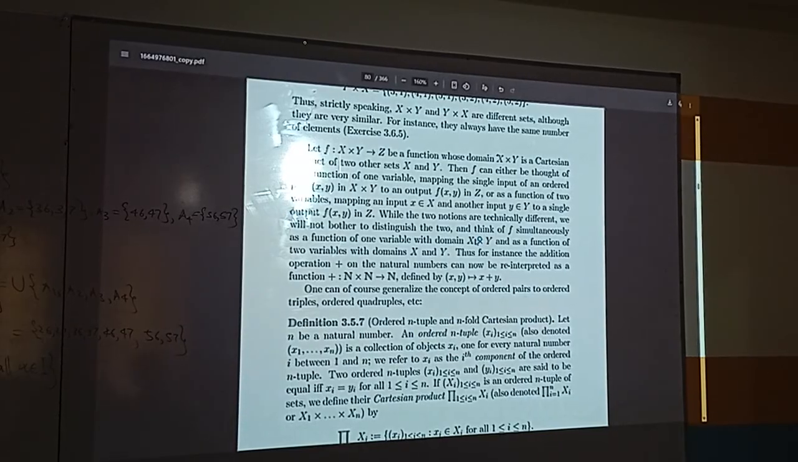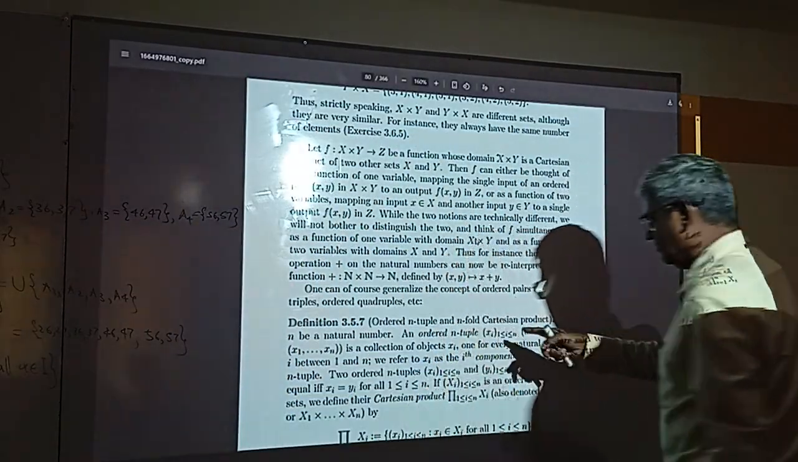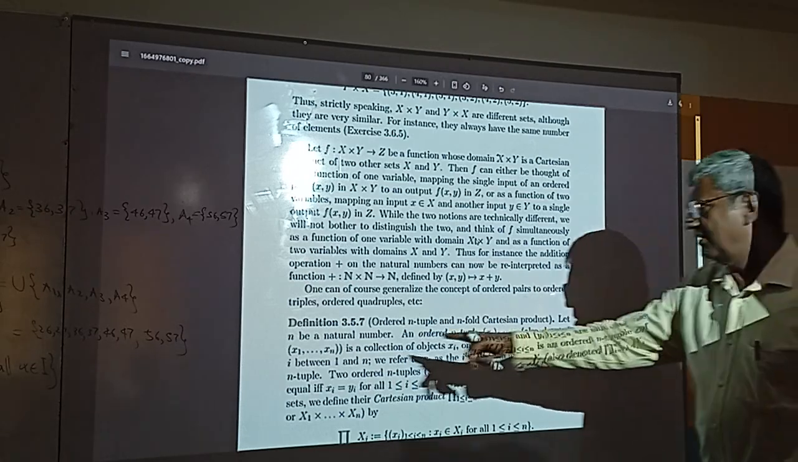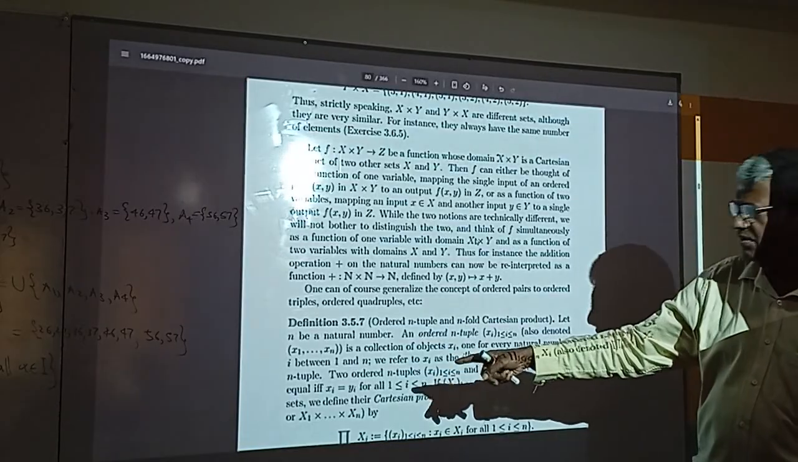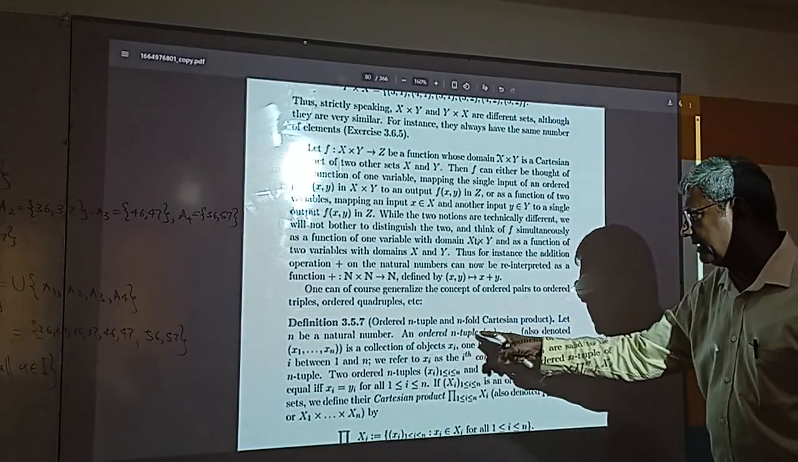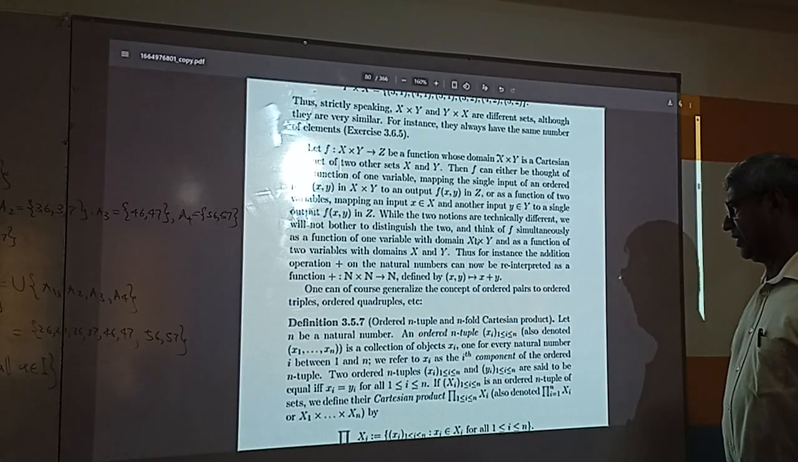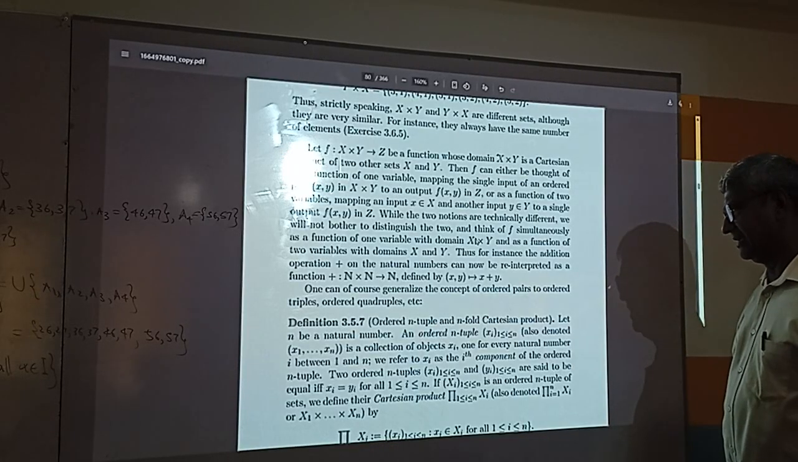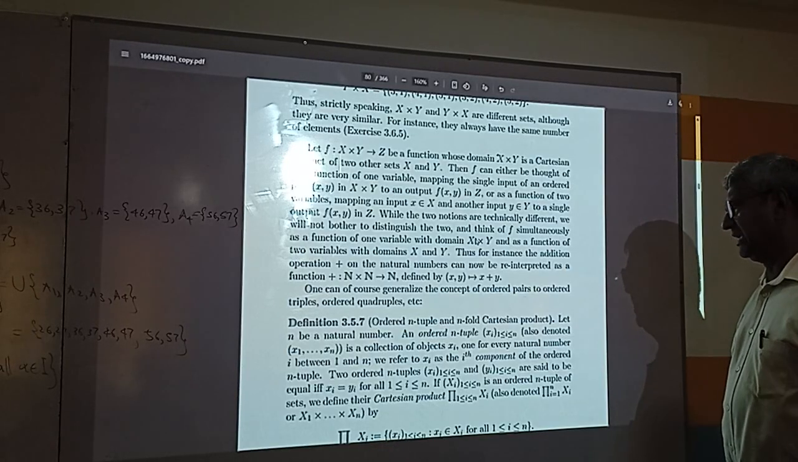Let n be a natural number and ordered n-tuple. This one can be written this way, but this is the familiar one: x1, x2 up to xn. We call it n-tuple, N-T-U-P-L-E. It's a collection of objects xi, one for every natural number i between 1 and n. We refer to xi as the ith component of the ordered n-tuple.